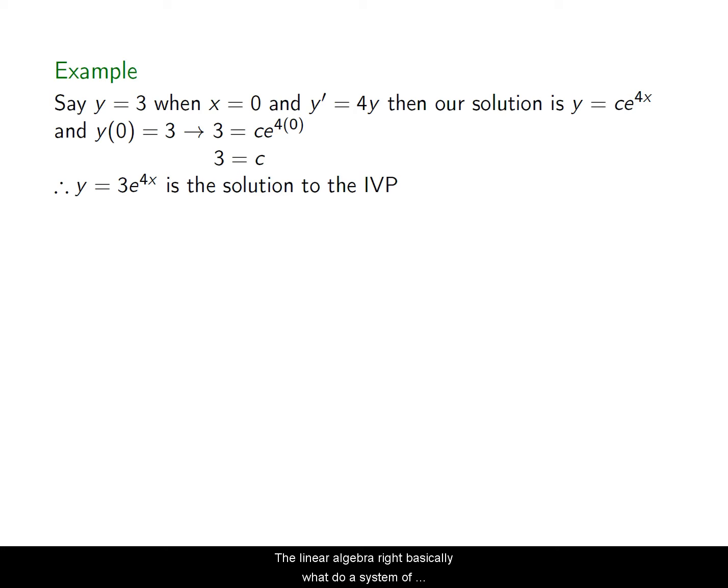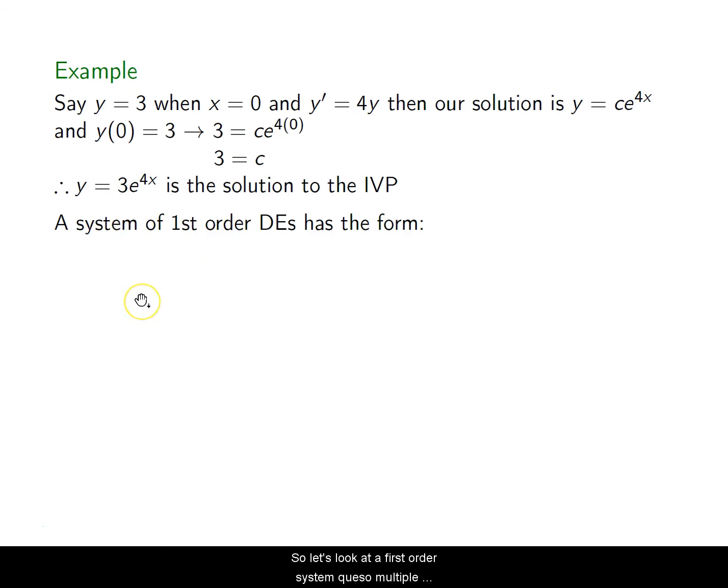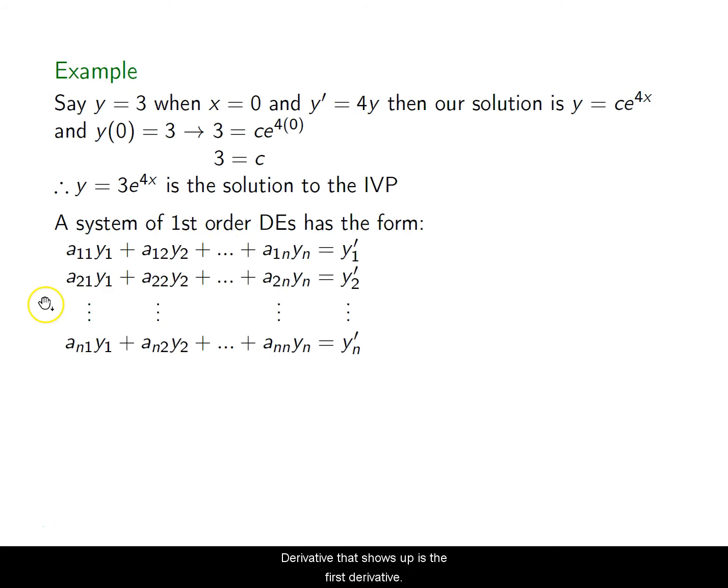Basically, what does a system of linear DEs look like? Remember, if we have a bunch of equations that work together, that creates a system, and we can turn it into matrices, right? So obviously, for linear algebra, I need more than just one equation. So let's look at a first order system. Multiple differentials where the highest derivative that shows up is the first derivative. So these will have this form.